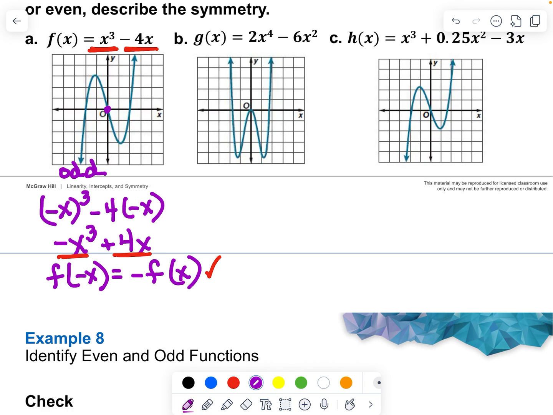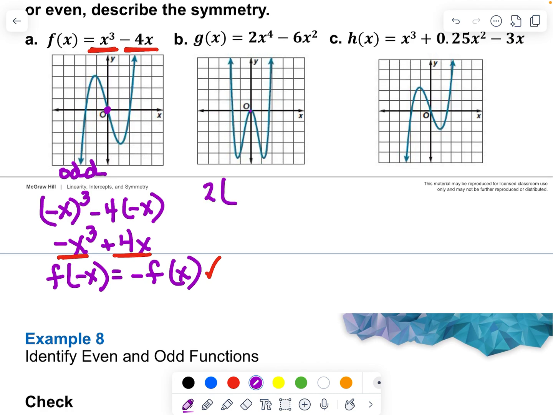On B, if I would rotate 180 degrees about the origin on this one, I'm not going to get the same one. But it looks like if I looked at this line symmetry, it is symmetrical to the y-axis. Let's check it algebraically. Once again, I plug in a negative x, and this time I hope to get the exact same thing. So 2 times negative x to the fourth minus 6 times negative x squared. So I'm replacing just the x with a negative x.